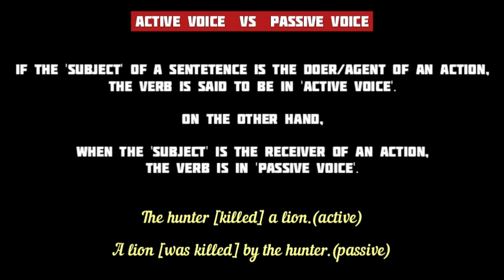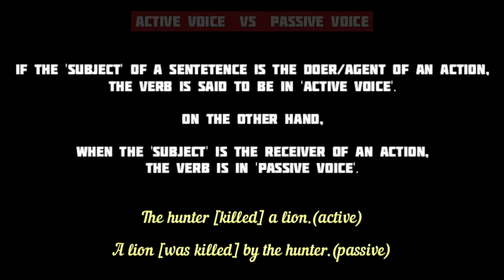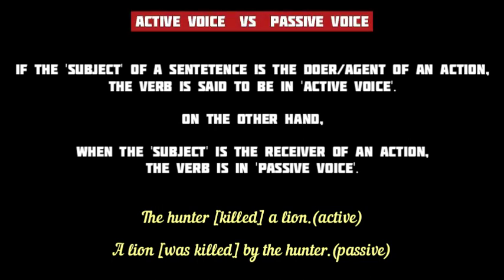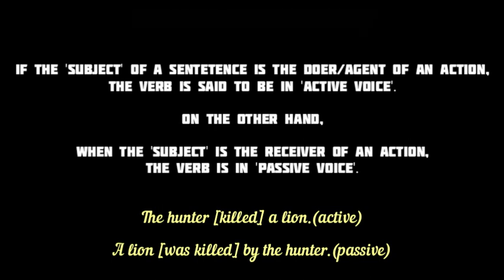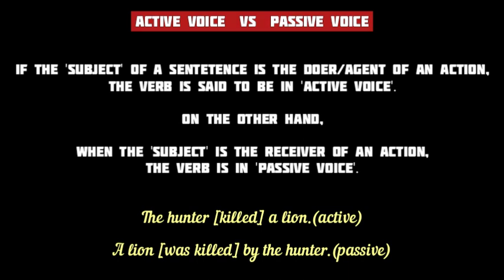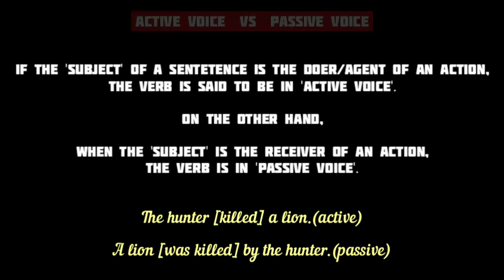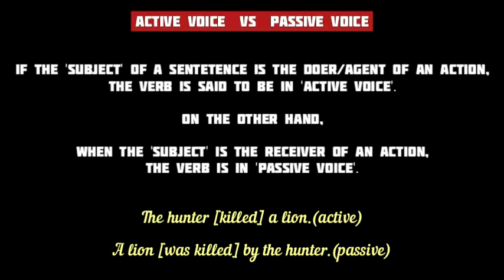However, in the second sentence, a lion was killed by the hunter. The subject, a lion, is receiving the impact of the act of killing. In this sentence, the subject, a lion, is the receiver of the action killing. Hence, the verb was killed is in passive voice. So we see that both these examples convey the same message, a hunter's act of killing a lion.